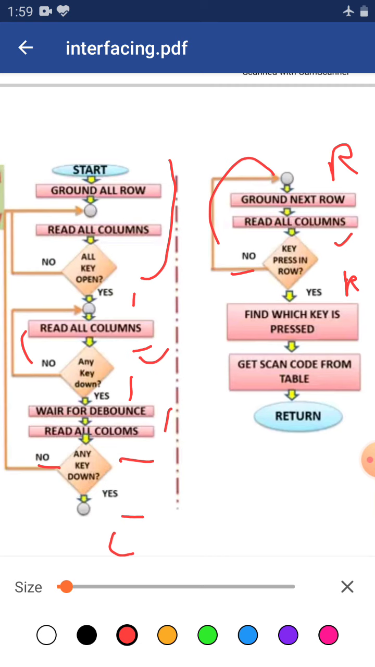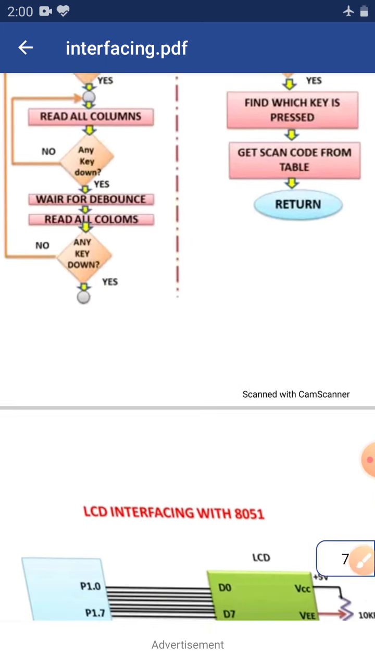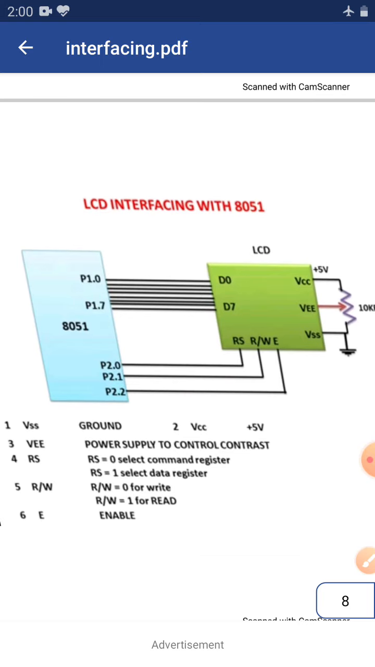Now, from here it will find which key is pressed, get it, and then scan the code from the table for that particular digital value, whatever we are pressing there in hexadecimal, and finally return to the main program. So, with the help of this flowchart we can see how the keyboard program works.